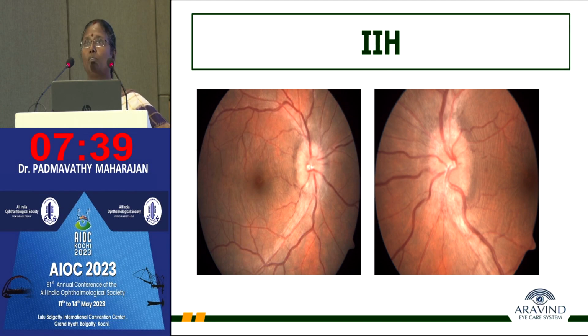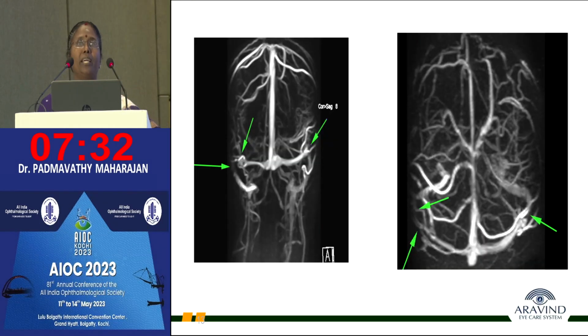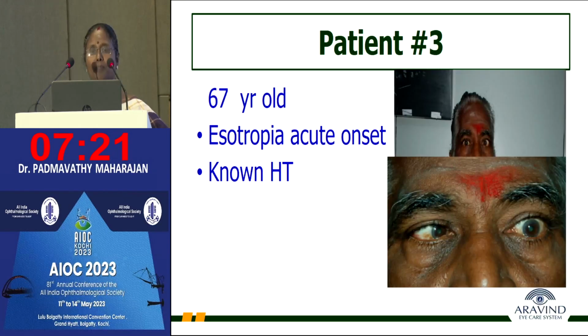The diagnosis was IIH. But I think it doesn't end here. You have to do a venogram, where there was suggestion of sinus thrombosis with collaterals, which I can see with the markers. So this was a case of cerebral venous thrombosis.